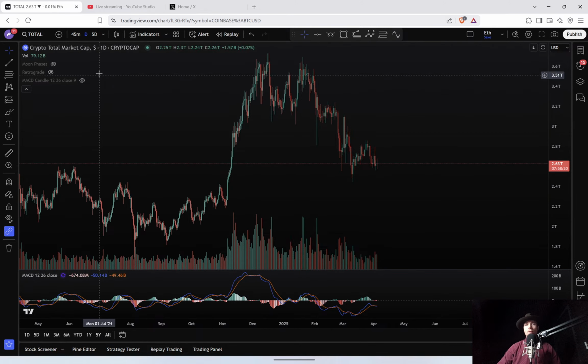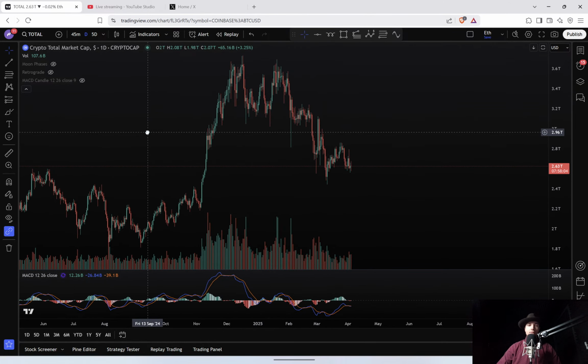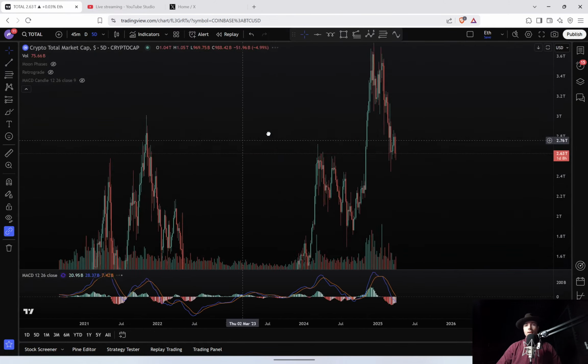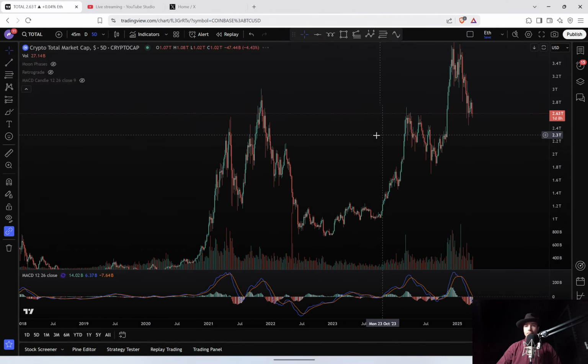So super powerful to be looking at the total crypto market cap, because if this is bullish, then all your favorite coins are going to be bullish, right? Well, pretty much. Obviously, some move independent of each other, but for the most part, if this is bullish, then that's going to be really good for the rest of your crypto holdings.